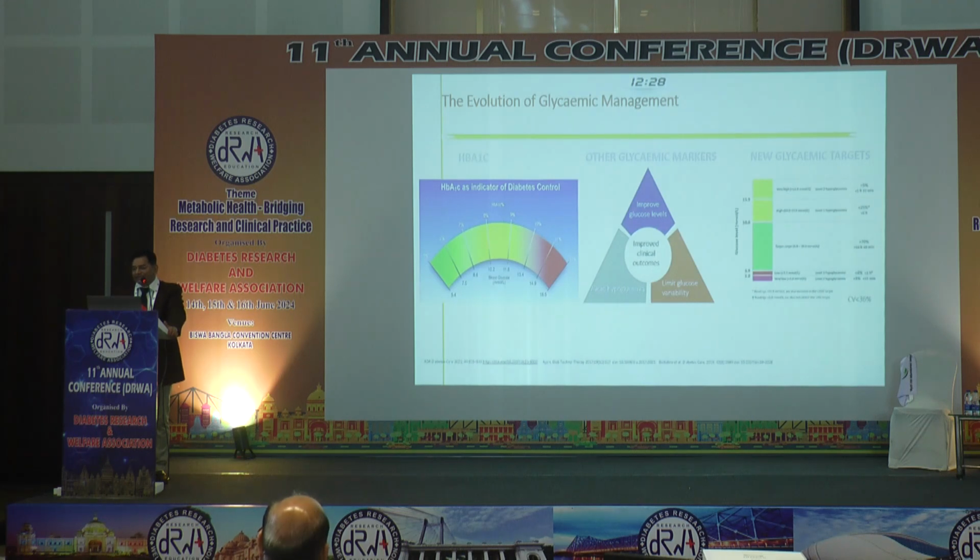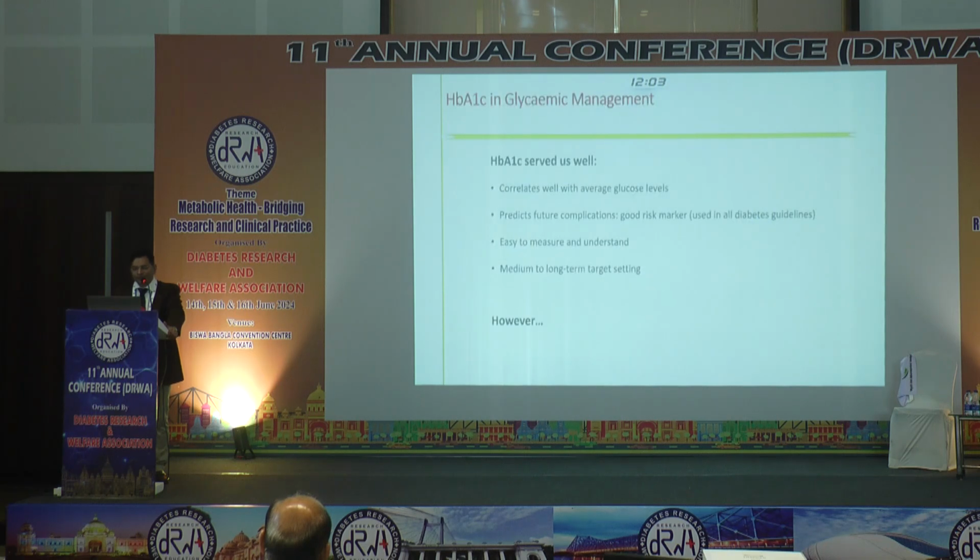And then the newer glycemic targets have come with the advent of CGM, and now we say it is not HbA1c alone, it is not fasting and postprandial alone, but you also have to have continuous glucose monitoring. You now have to focus on TIR, time in range, time above range and time below range, to correlate and give a better future for people with diabetes as a whole.